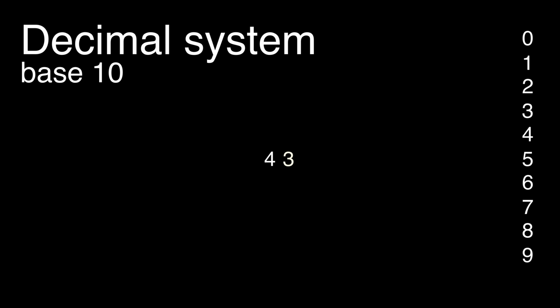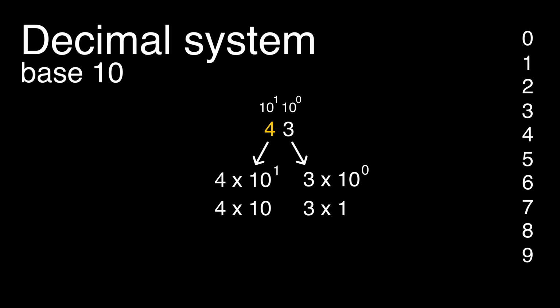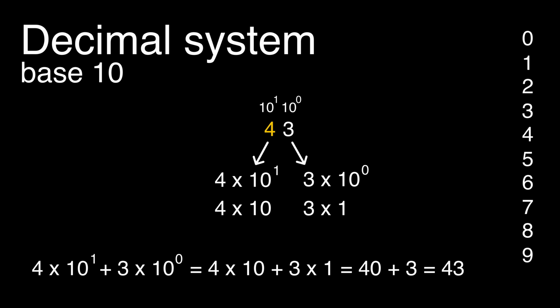We can say the rightmost digit represents the least significant decimal, which is 3, which can also be written as 3 into 10 to the power of 0, because it is base 10. And 10 to the power of 0 is 1, therefore it is 3 multiplied by 1. And the digit 4, which is the most significant digit, is written as 4 into 10 to the power of 1. Overall, we can write this as 4 multiplied by 10 to the power of 1 plus 3 multiplied by 10 to the power of 0, which is 4 into 10 plus 3 into 1, which is 40 plus 3, which is 43.